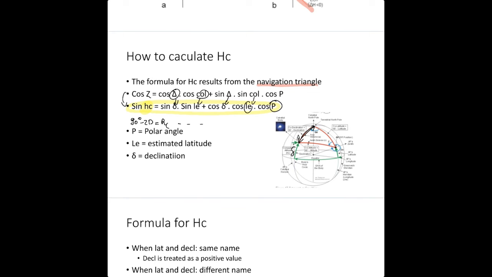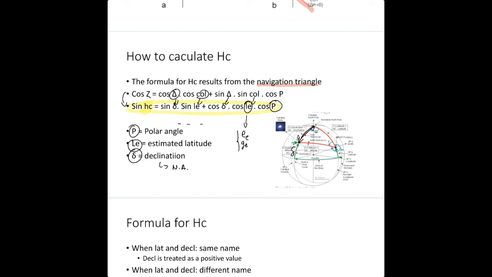Okay, our latitude that we use in this formula, you know that HC is based on LE and GE, so the latitude that we use is the estimated latitude, as you can see here. The other elements are the polar angle and the declination. Declination we find in the nautical almanac.